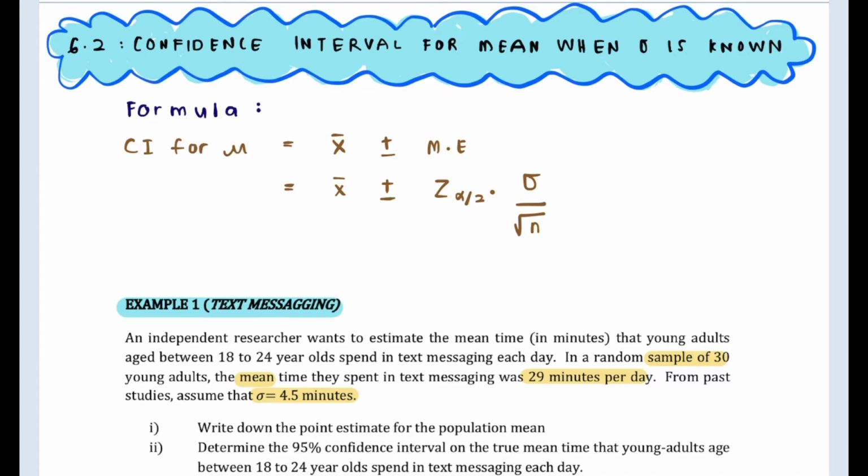Remember, CI is confidence interval, meaning that you have the value from a sample and you want to predict the whole population. Okay, look at example number 1. An independent researcher wants to estimate the mean time in minutes that young adults aged between 18 to 24 years old spend in text messaging each day. In a random sample of 30 young adults, the mean time they spent in text messaging was 29 minutes per day. From past studies, assume that sigma is 4.5 minutes. Write down the point estimate for the population mean.